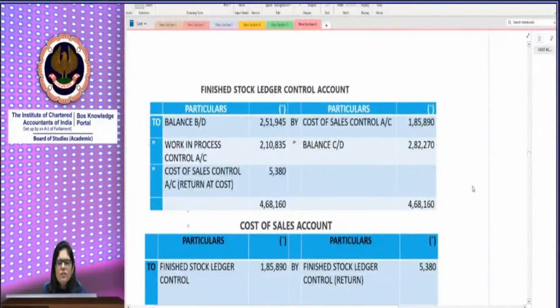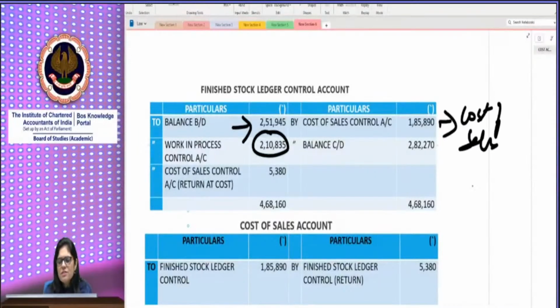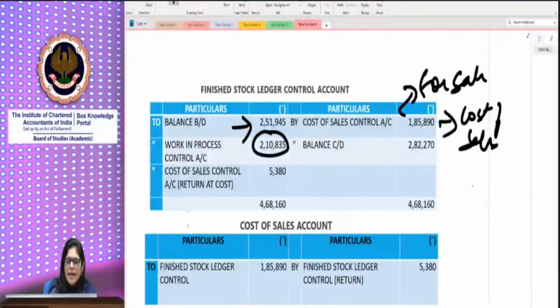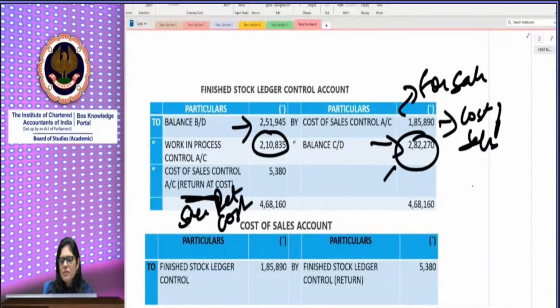Finished stock ledger control account. So it's the opening balance, whatever finished goods were in the inventory before sale. Then goods transferred from WIP as the completed goods. And this is the cost of sales. It is transferred to cost of sales for sale. Clear? And these are sales returns at cost. And this is the closing balance. So these are unsold.